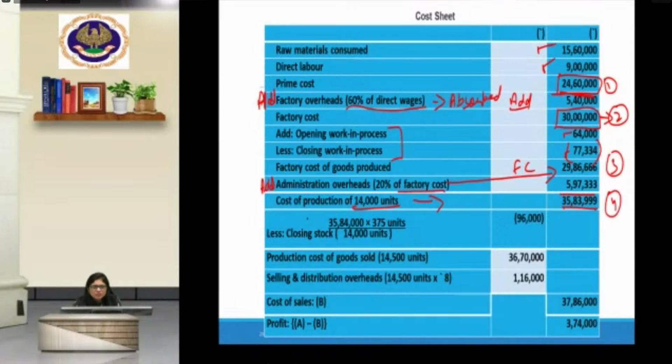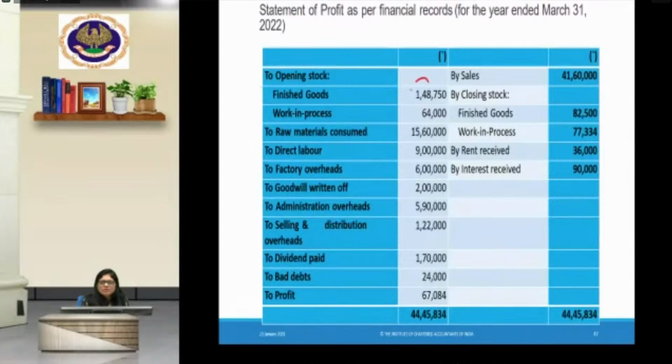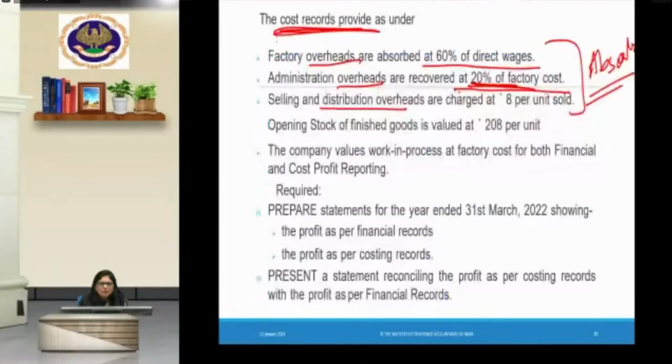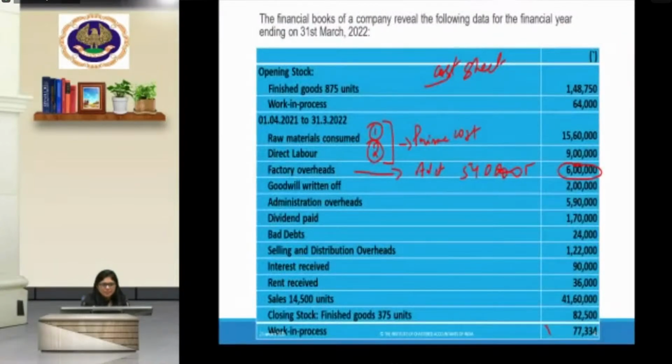To the cost of production, we add the opening stock of finished goods. Do we have opening stock of finished goods? Yes, we do. It is valued at 208 per unit. Now, how much are the goods produced? See, in the question, closing stock is 375, sales are 14,500. So add both of them. 14,875 is the total. Minus the 875 we had as opening. We are left with the current production of 14,000 units.